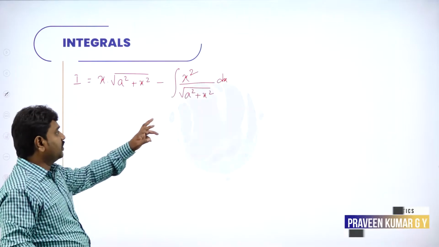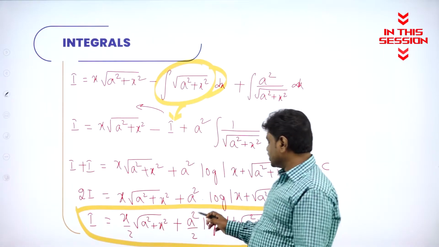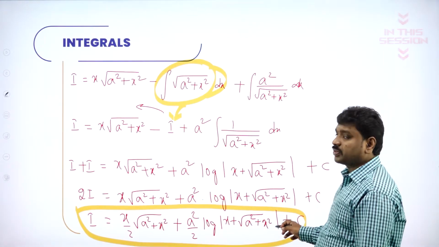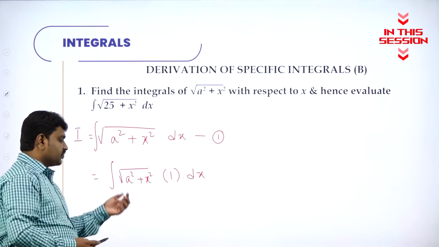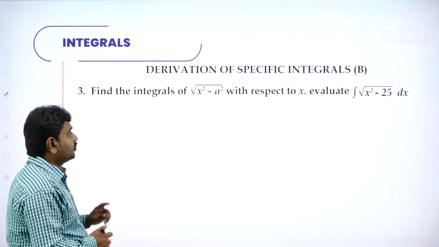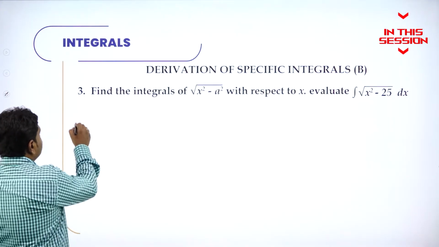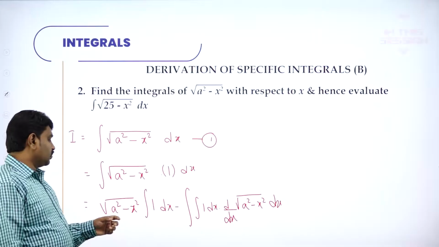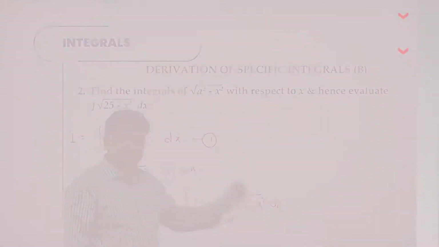Please observe this carefully. Denominator is a square plus x square, but numerator is just x square. Root of a square plus x square plus a square by 2 log of x plus root of a square plus x square. So integral of root of a square minus x square dx, we assumed it as I. Root of a square plus x square, I treat it as first function, 1 I will treat it as second function. Now I use parts. We have done a square plus x square, we have done a square minus x square. Same way, we are supposed to do integral of this. You can use parts: first into integral of second minus integral of second into derivative of first.